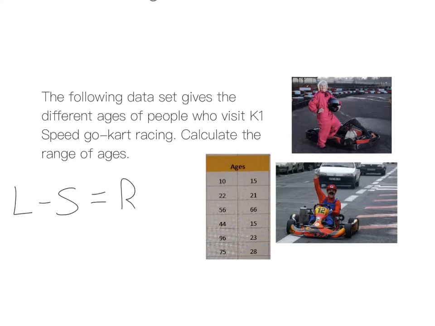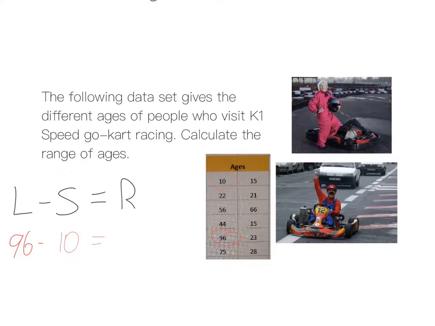So what's our largest piece of data? We've got these different ages of folks: 10, 22, 56. Ooh, 96. That is the oldest person who visited. Maybe this was taken within an hour. Smallest, let's see, you've got some pretty young folks, but it looks like 10 is the youngest.